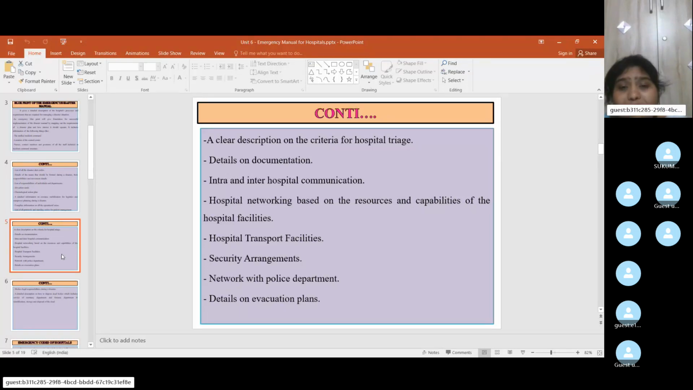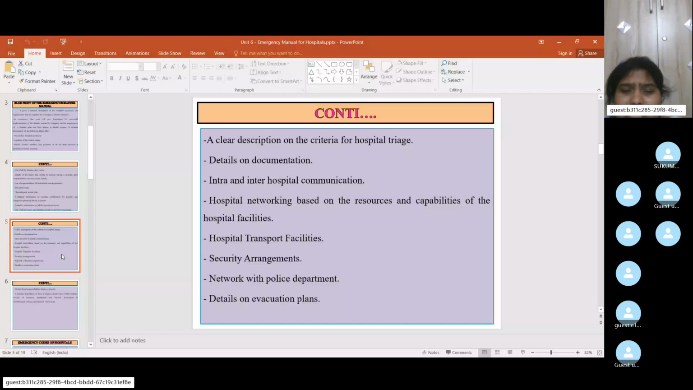So whoever walks in, a proper history should be collected and proper documentation of the procedure should be done. And intra and inter hospital communication, that is nothing but within the hospital communication and hospital to hospital communication, if you are referring a patient from your hospital to another hospital for providing better care. Then hospital networking based on the resources and capabilities of the hospital facilities.